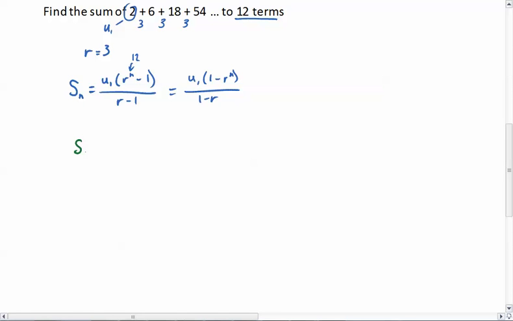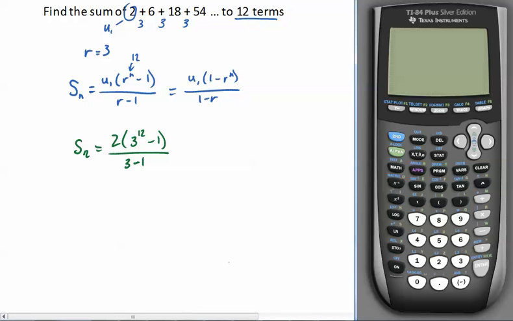So we're going to find S12, or the sum of the first 12 numbers, which is going to be u1, which is 2, times the constant ratio, which was 3, to the 12 minus 1, all over r, which was 3, of course, minus 1. Now, with the 3 to the 12th, I don't really know how to do that. Maybe I could do it in my head, but it would take me a while, and you would get really bored of me trying to figure that out. So I'm just going to go ahead and put it into my calculator here.